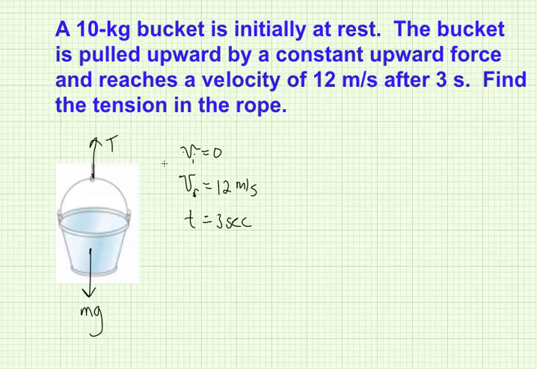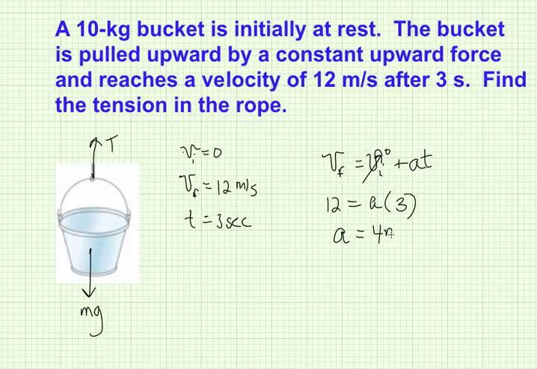We're going to have to go back and use our old kinematics equations to find the acceleration. The final velocity equals the initial velocity plus the acceleration times time. My final velocity is 12, and my initial velocity was 0. That means the acceleration of the bucket is 4 meters per second squared, and that's up.